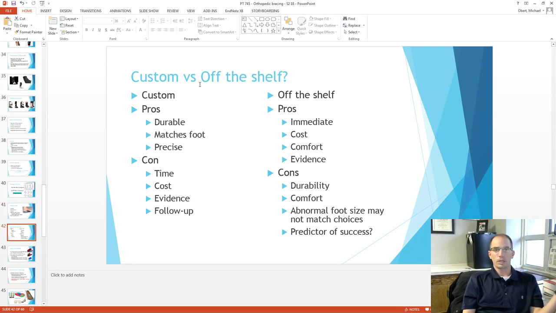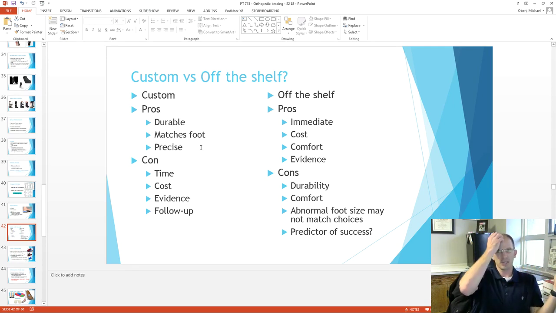So do we do custom? Do we do off the shelf? Okay, so some of the pros to the custom are that they tend to be more durable. The ones that I make in the clinic, usually it's about every 2 years that I have to remake one for somebody. So they're much more durable as far as the materials that we use. It matches their foot. It's very, very precise. I can make very, very tiny adjustments in a short period of time.